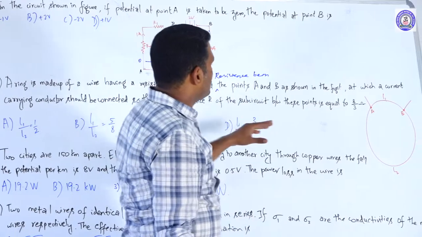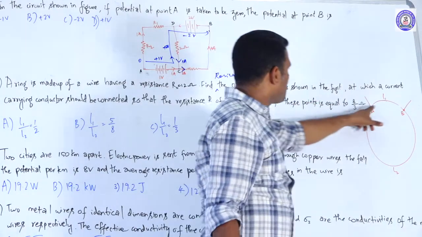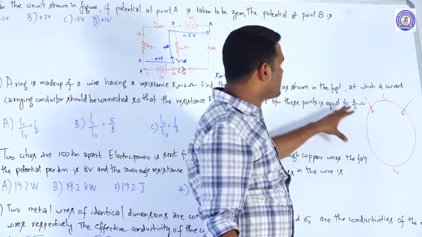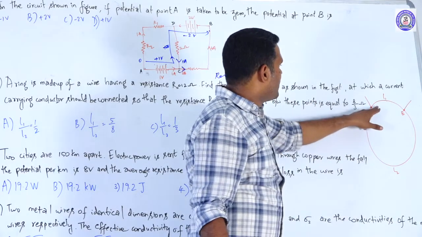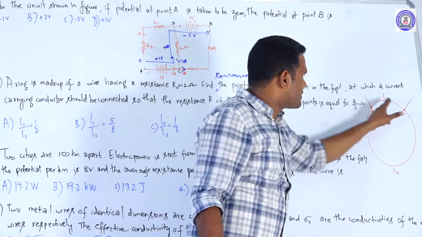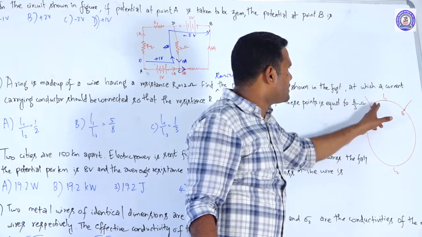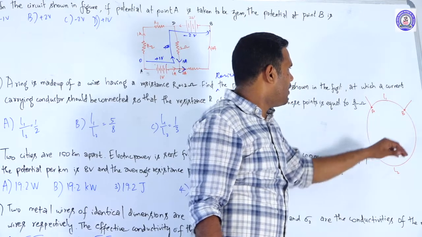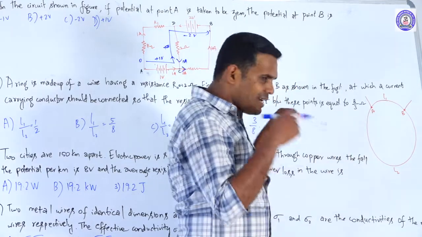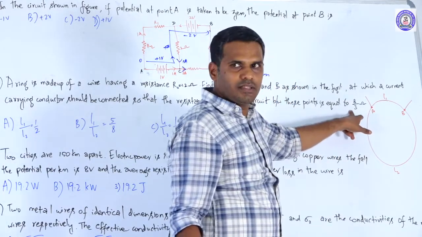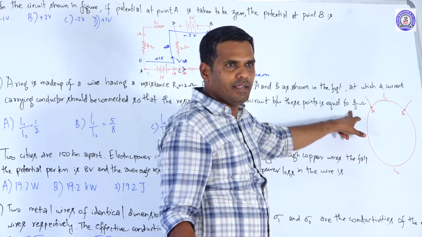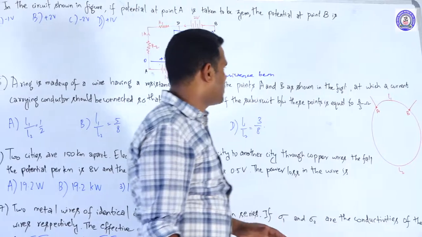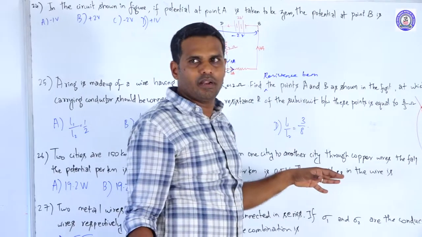Actually, what is asked? A ring is as shown. The total resistance of the circuit is given as 12 ohm. And if you calculate the effective resistance between A and B, if you replace the smaller portion of the wire and the larger portion of the wire by a single wire, then its effective value is equal to 8 by 3 ohm. Then they are asking you to calculate the ratio of L1 by L2. What will be the ratio of L1 by L2?